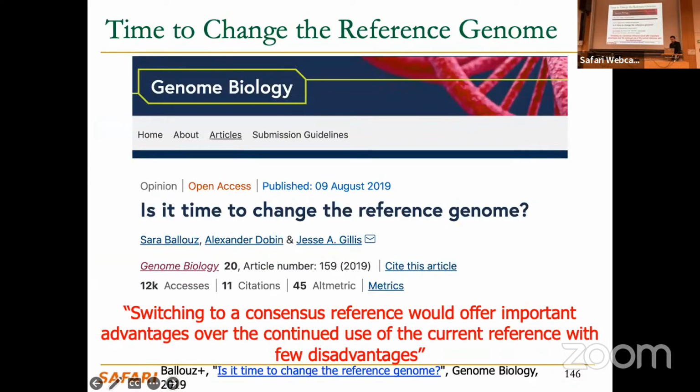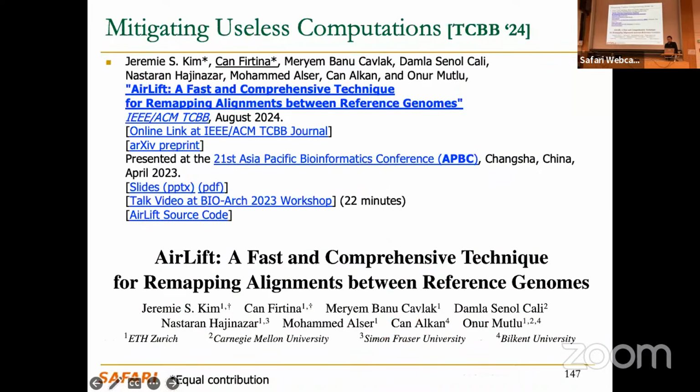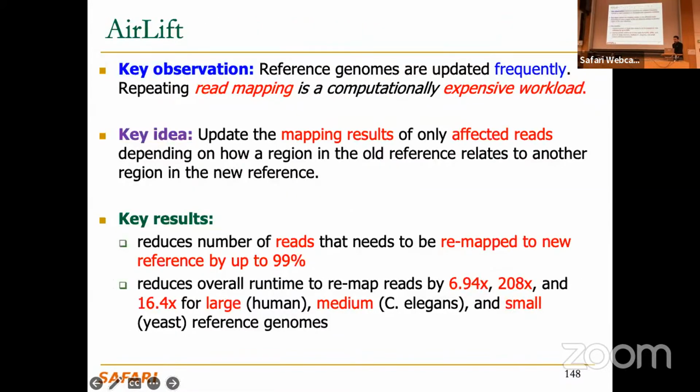And of course, people are also asking, when is it the right time to change the reference genome substantially? Because it usually improves the accuracy, but it comes at the cost of additional computations that you need to do, which is the entire read mapping from scratch, right? And you don't want to do this unnecessarily. This is what we aim for in Airlift. We want to mitigate useless computations whenever the reference genomes are updated and whenever you want to move from the old reference genome to a new reference genome.